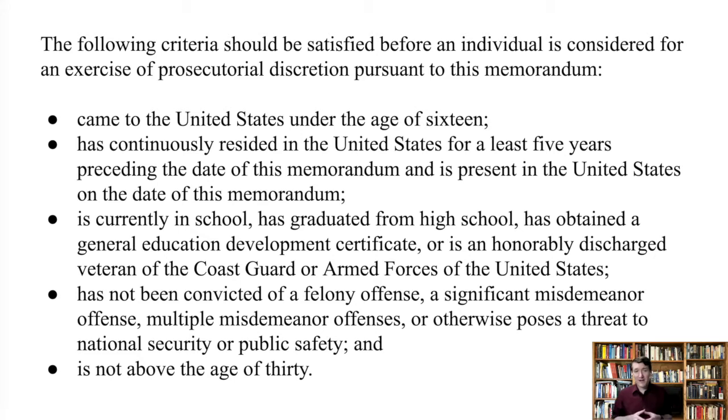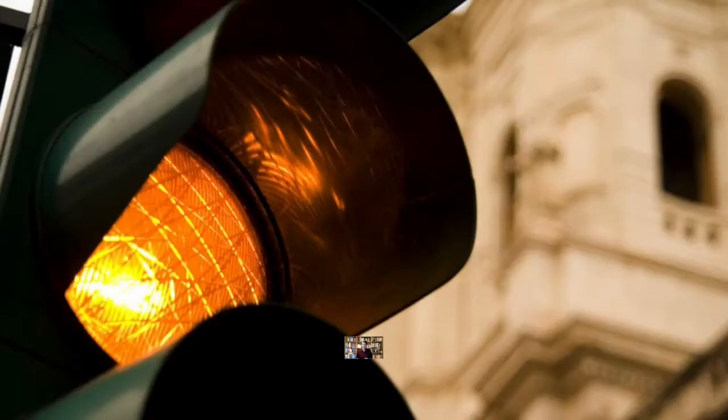It's saying the following criteria should be satisfied before an individual is considered for an exercise of prosecutorial discretion pursuant to this memorandum. Came to the United States under the age of 16, has continuously resided in the United States for at least 5 years preceding the date of this memorandum, and is present in the United States on the date of this memorandum, is currently in school, has graduated from high school, has obtained a general education development certificate, or is an honorably discharged veteran of the Coast Guard or Armed Forces of the United States, has not been convicted of a felony offense, a significant misdemeanor offense, multiple misdemeanor offenses, or otherwise pose a threat to national security or public safety, and is not above the age of 30.